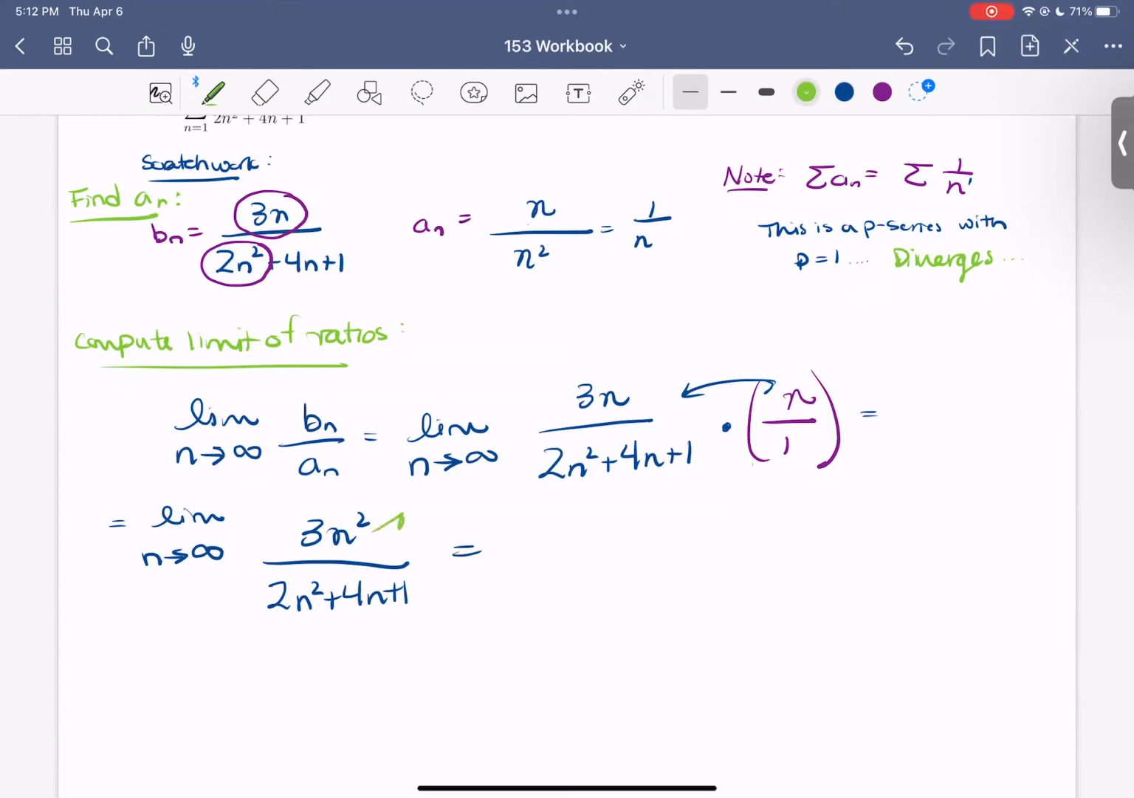Well, as n goes to infinity, both the numerator and denominator go to infinity. So using L'Hopital's rule, this becomes the limit as n goes to infinity of the derivative of 3n squared, which is just 6n using the power rule. Derivative of that denominator, well, we just have a polynomial. So we're using power rules here. The 2 comes down, plus 4.